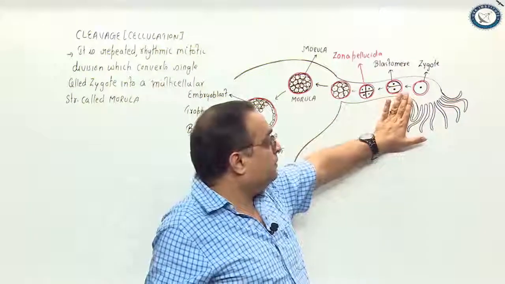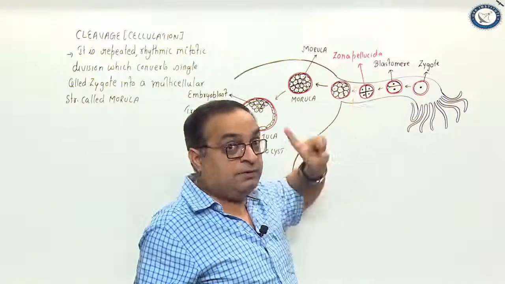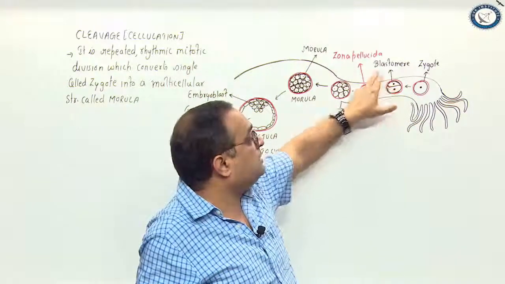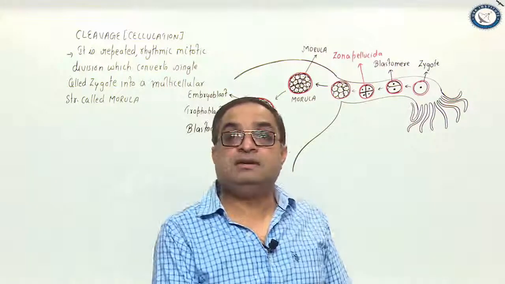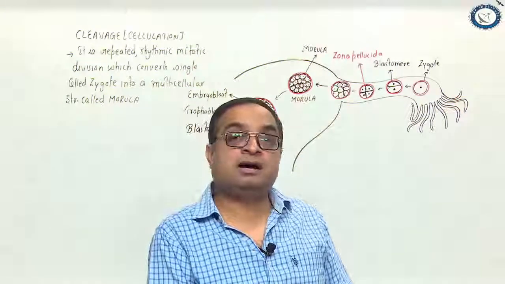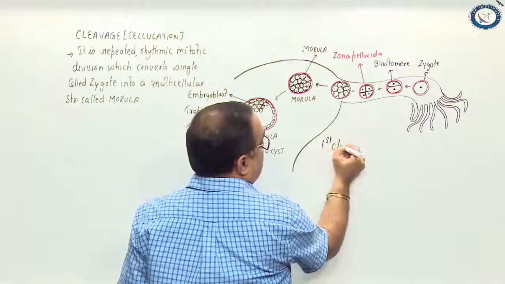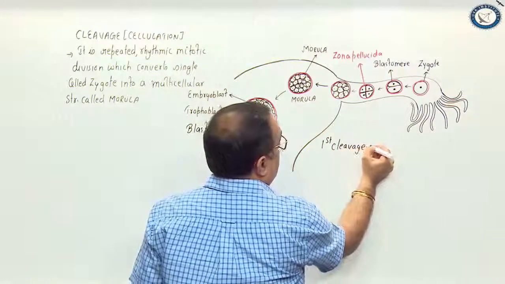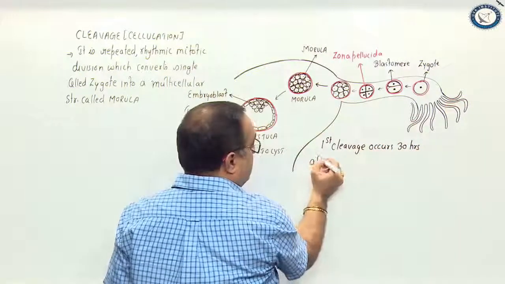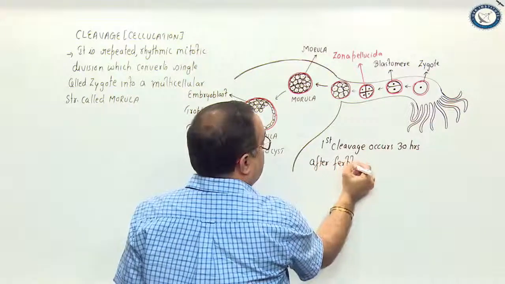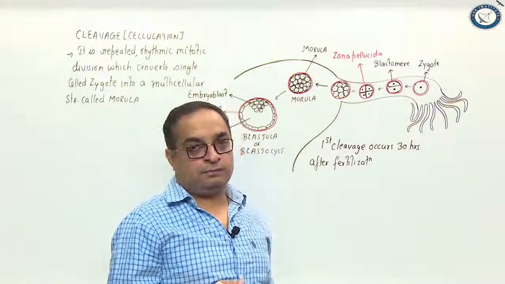As this diagram explains, when the first cleavage happens in the zygote, two daughter cells called blastomeres are formed. In humans, the first cleavage division occurs 30 hours after fertilization. So, we will write here, in humans, the first cleavage occurs 30 hours after fertilization and two daughter cells called blastomeres are formed.